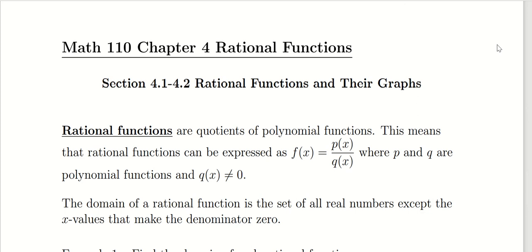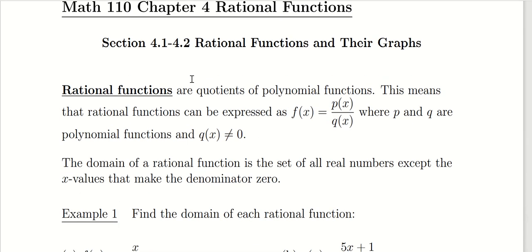In Chapter 4, we're going to look at rational functions and their graphs. The content in the lecture material for 4.1 and 4.2 is kind of combined into one section here because it doesn't really make sense to break it apart. So we're going to be covering both 4.1 and 4.2 in this lecture.